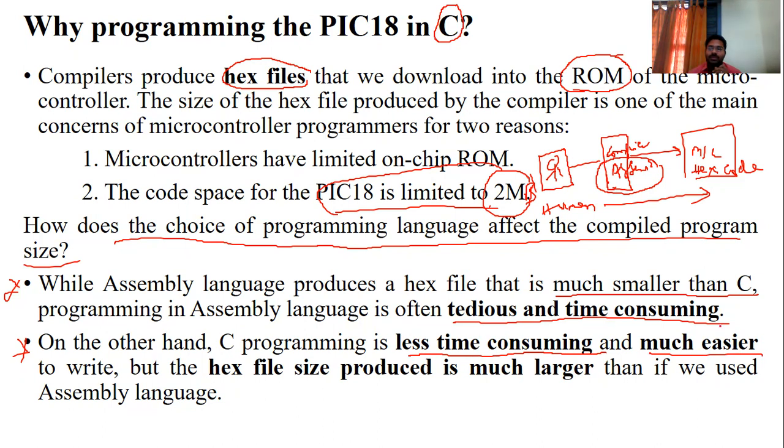But the drawback of writing C programs for the PIC 18 is that it can produce a HEX file much larger than the HEX file produced by an assembly level language program. Okay, so by considering the factors of less time consumption and ease, we are going to write PIC 18 programs in C language.